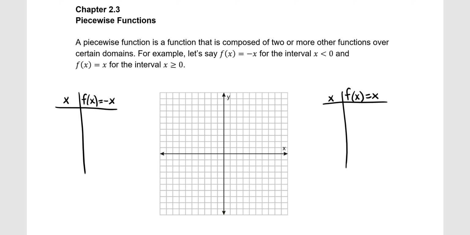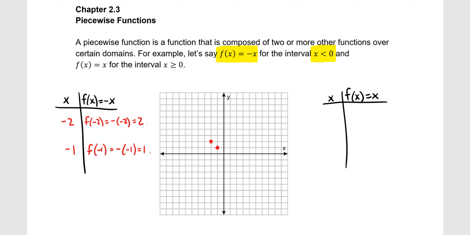And let's do two tables. Let's do one for f of x is negative x and f of x is positive x. So when f of x is negative x, that's only over the interval for negative x values. So let's plug in some negative x values here, like negative 2, negative 1. So f of negative 2 is going to be negative x. So it's negative negative 2, which is positive 2. Same thing for f of negative 1, it's negative negative 1, which is positive 1. So these are xy coordinates, that's the coordinate negative 2 comma 2 and negative 1 comma 1.